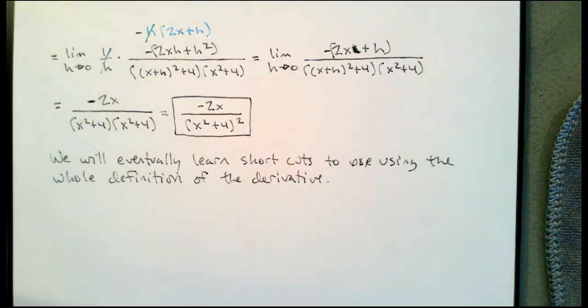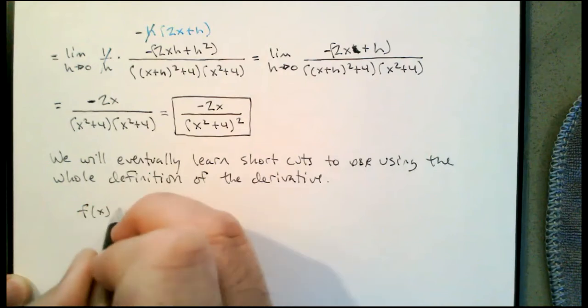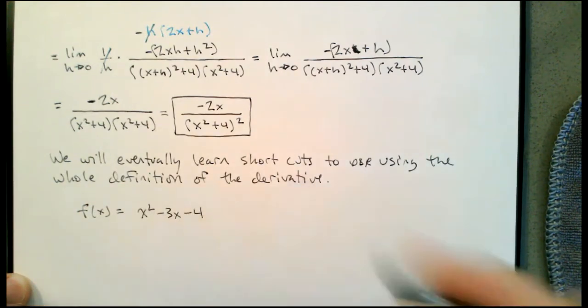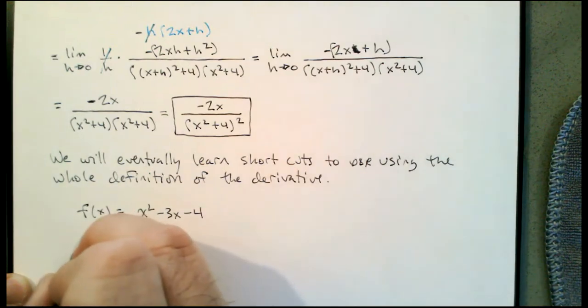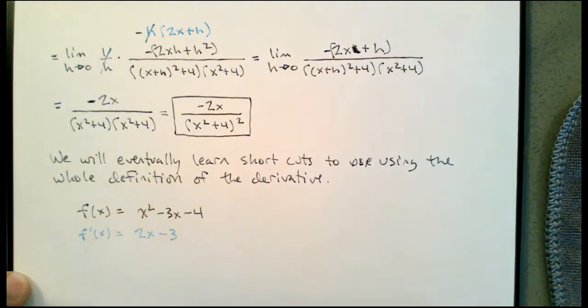But for the most part, when these kinds of calculations actually come up in application, the functions are way more complicated, and we're just going to have a machine run approximations for us. And we're just going to model things that way. All right, so eventually problems will look like f of x is equal to x squared minus 3x minus 4. And you will just immediately write down f prime of x is 2x minus 3.